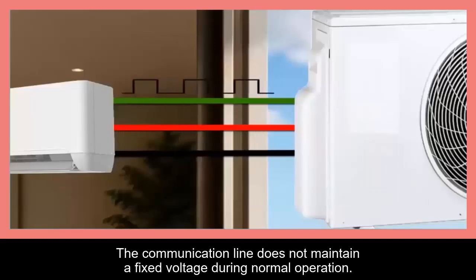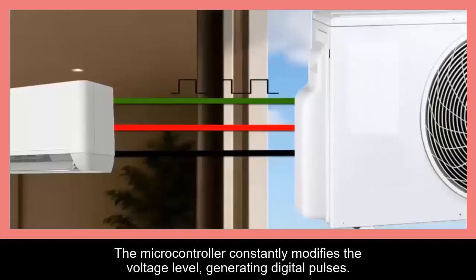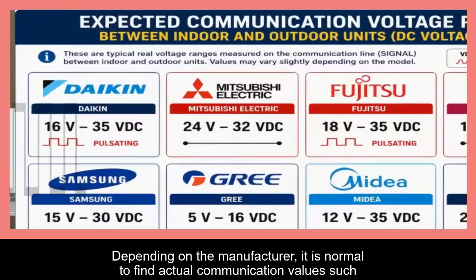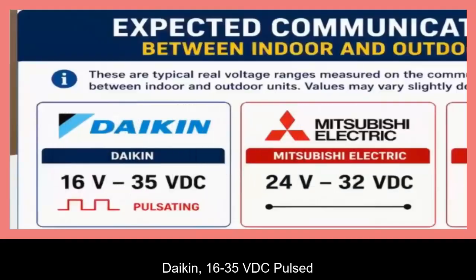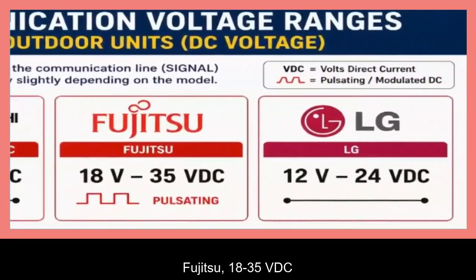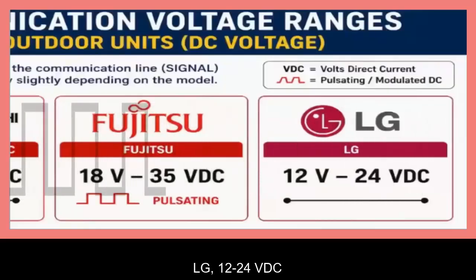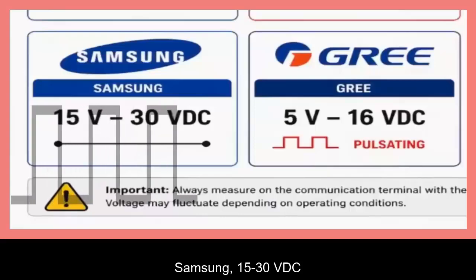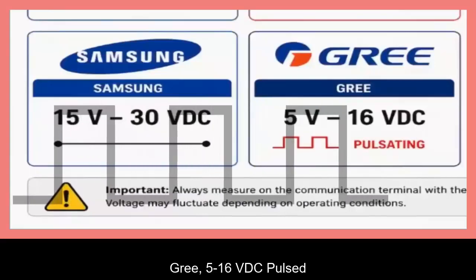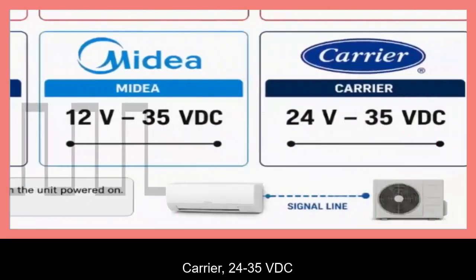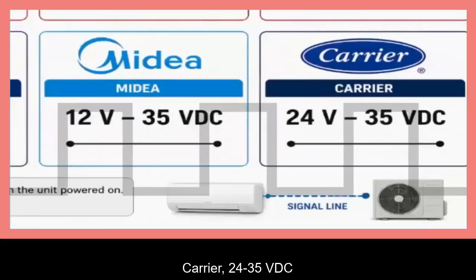The communication line does not maintain a fixed voltage during normal operation. The microcontroller constantly modifies the voltage level, generating digital pulses. Depending on the manufacturer, it is normal to find actual communication values such as the following: Daikin, 16 to 35 volts DC pulsed; Mitsubishi Electric, 24 to 32 volts DC; Fujitsu, 18 to 35 volts DC; LG, 12 to 24 volts DC; Samsung, 15 to 30 volts DC; Gree, 5 to 16 volts DC pulsed; Midea, 12 to 35 volts DC; Carrier, 24 to 35 volts DC.